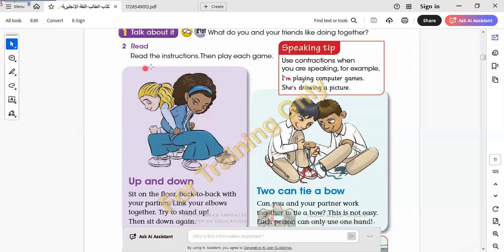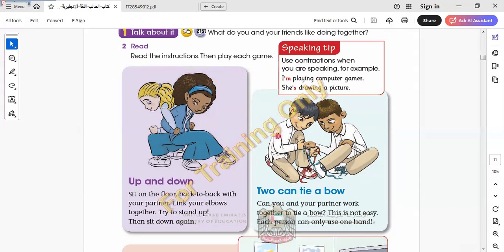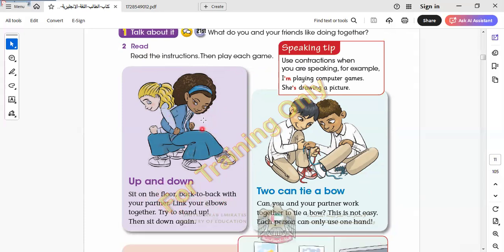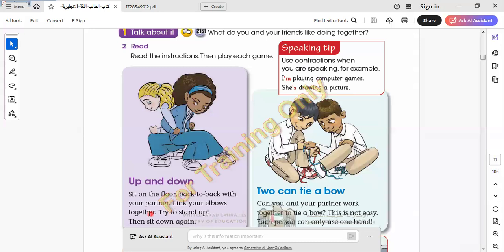Okay, here is read the instructions and play with each other. Here is up and down. Sit on the floor back to back with your partner. Link your elbows. This is the elbows. The part between your upper arm and your hand is the bone that connects the parts of the arm. Okay, this is called elbows. Elbows like this. Elbows, this part together. Try to stand up, then sit down again.